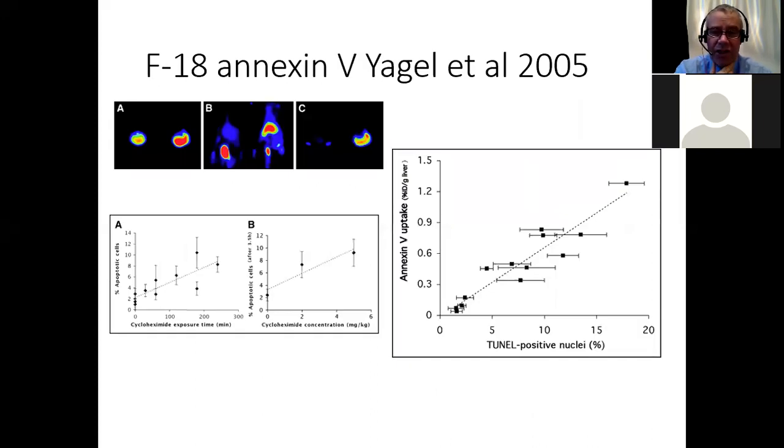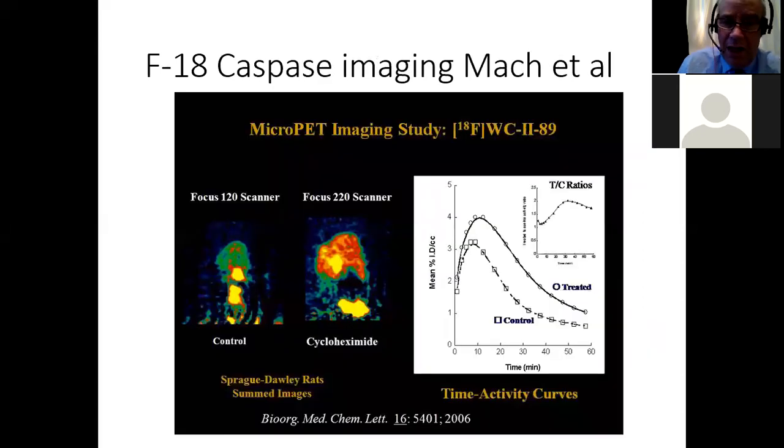Other people looked at other agents. This is a fluorinated Annexin 5, basically just been done with rats. And it does show that there seems to be increased uptake when there is hypoxia. Other people looked at caspases. So caspase is an intracellular protein which is used in controlling DNA.